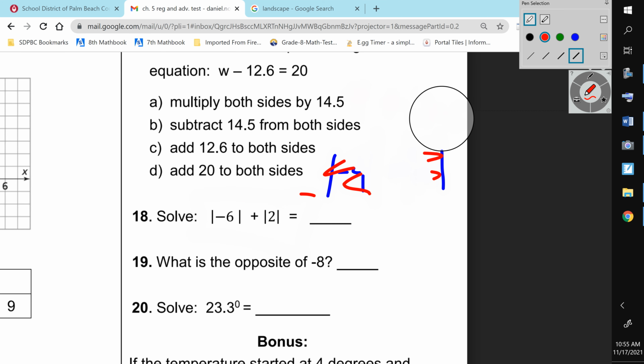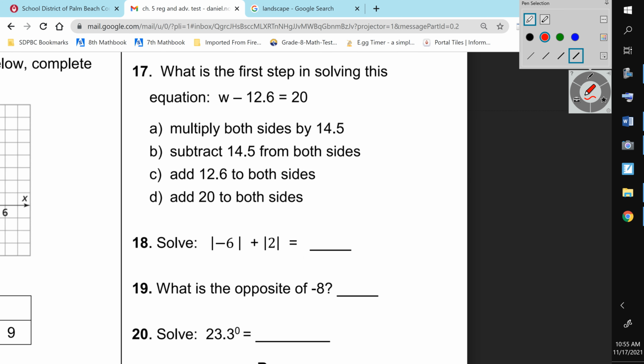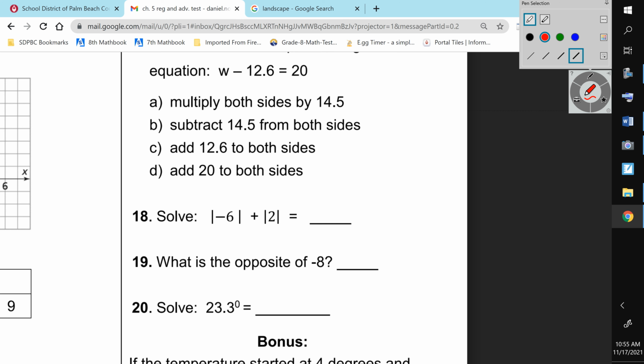That's it. Number 19, the opposite of negative 8. You should not miss that. But if you need help, let me change the answer. What's the opposite of 4? If this was the question, this would be the answer. The opposite of positive 4 is negative 4. So with that being said, that should be all the help you need to figure out the opposite of negative 8.